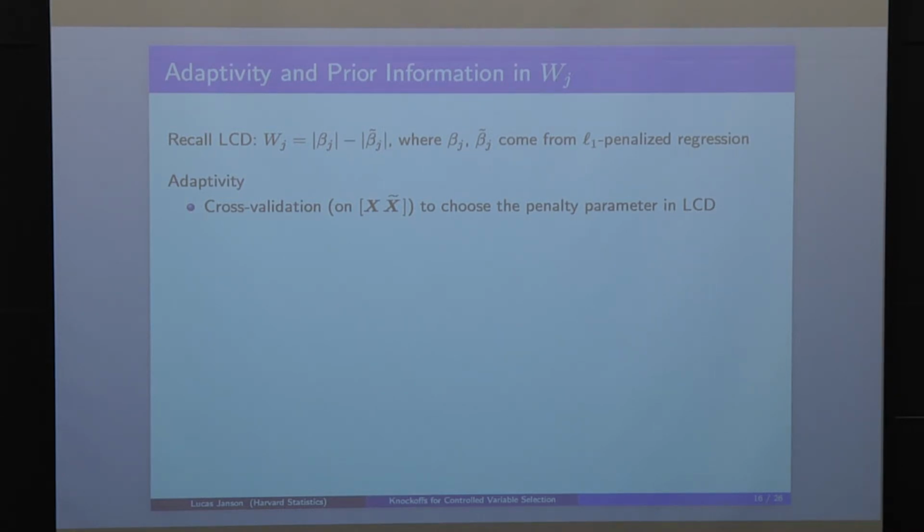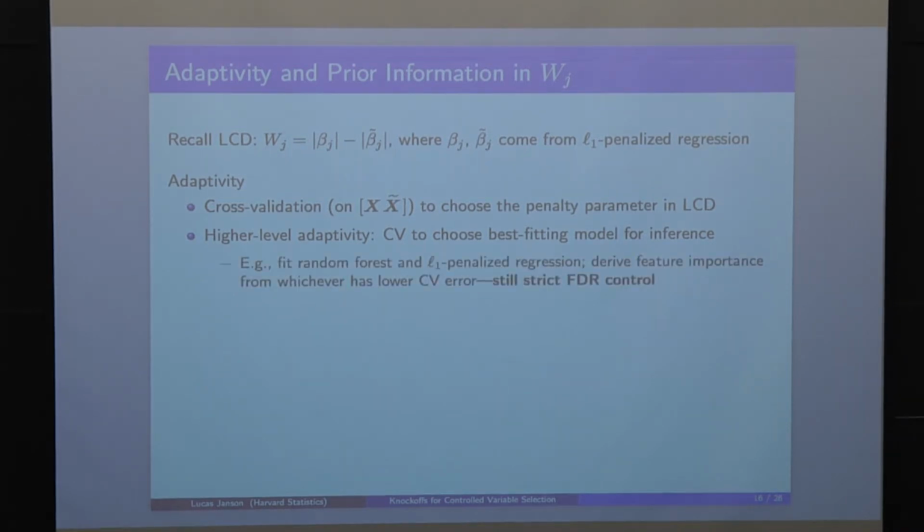I think what's really exciting is that we can do really high-level adaptivity. So imagine a problem where you really don't know what y given x looks like. You don't even know whether it's smooth or really, really rough and choppy. And so what you could actually do is fit a random forest to your data and look at its cross-validation error. Also fit an L1 penalized regression and look at its cross-validated error. Pick whichever one has lower cross-validated error, right?